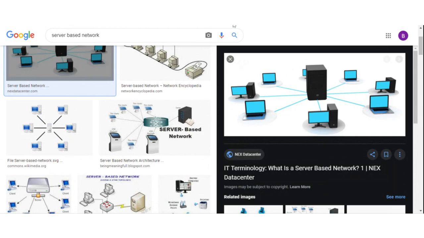I hope you understood that question, Ernest. Any question on that? So have you understood the server-based network? Yes. That is okay. That is a question from the July 2020 past paper.